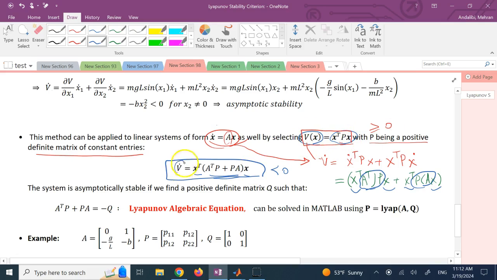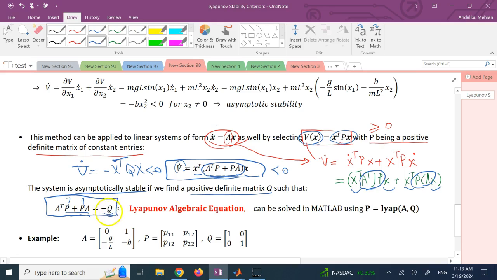And if for this V dot we can find a positive definite matrix Q such that this term becomes equal to negative Q, which basically means V dot becomes negative x transpose times Q times x, which is clearly negative because Q is positive, then the system is stable, and it's asymptotically stable. So all we need is to find a matrix P such that this equation is valid.